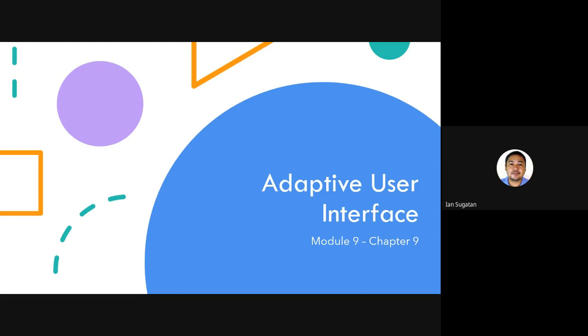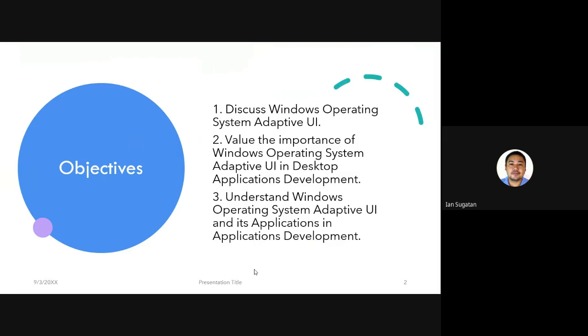So, our lesson for this evening is about adaptive user interface. Okay, so our objectives for this evening are: number one, to discuss Windows operating system adaptive UI. Number two, value the importance of Windows operating system adaptive UI in desktop applications development. And number three, understand Windows operating system adaptive UI and its applications in applications development.